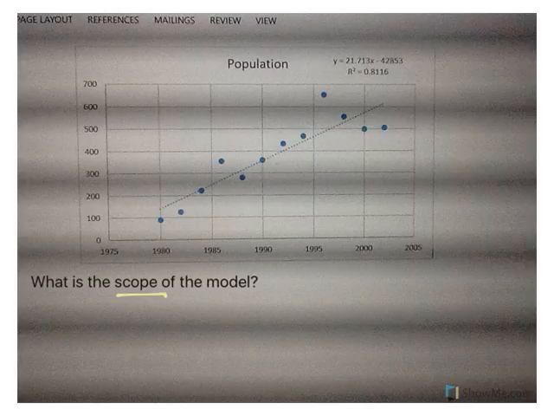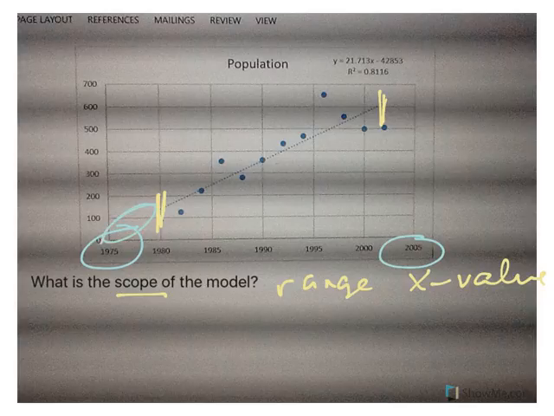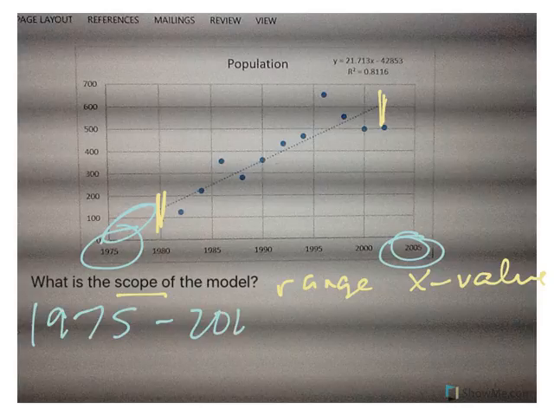What's the scope of this model? Okay, that's a new word. So a scope of the model is your range of x values given on the table. And so when you look at this, you can see that my graph only goes from here to here, right? That's the actual line. But these are outside the given line, but they're pretty close, right? 5 years on this side, and I don't know, maybe 3 years on this side. So this scope of the model would be from 1975 to 2005.